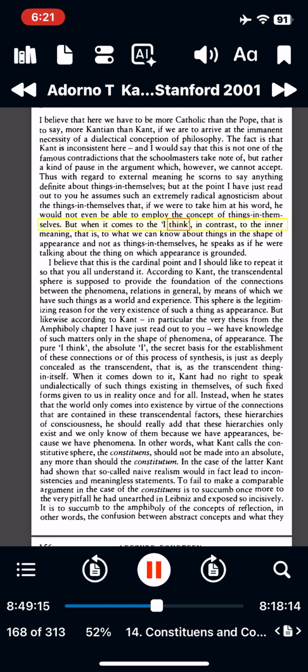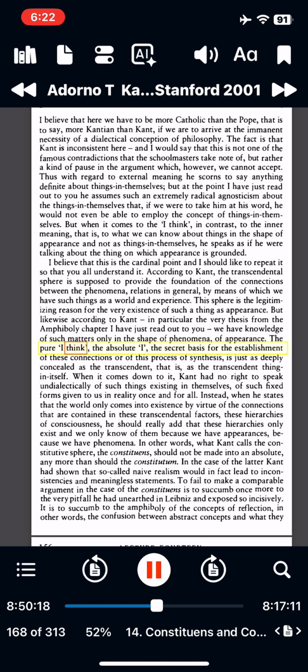But when it comes to the I think, in contrast to the inner meaning, that is, to what we can know about things in the shape of appearance and not as things in themselves, he speaks as if he were talking about the thing on which appearance is grounded. I believe that this is the cardinal point, and I should like to repeat it so that you all understand it. According to Kant, the transcendental sphere is supposed to provide the foundation of the connections between the phenomena, relations in general, by means of which we have such things as a world and experience. This sphere is the legitimizing reason for the very existence of such a thing as appearance. But likewise, according to Kant, in particular the very thesis from the Amphibole chapter I have just read out to you, we have knowledge of such matters only in the shape of phenomena, of appearance.